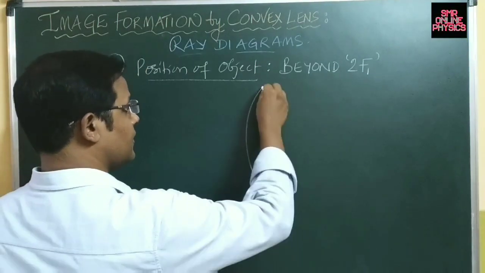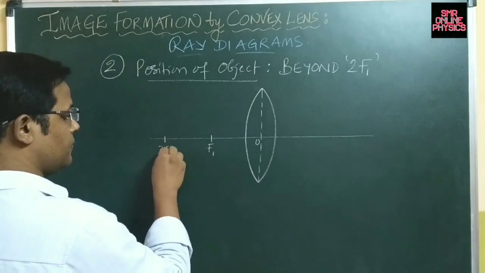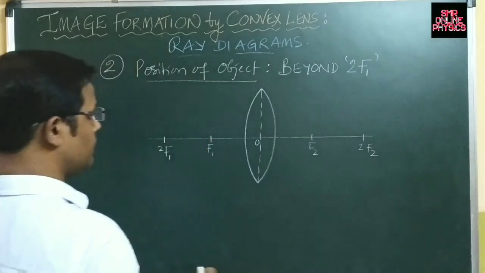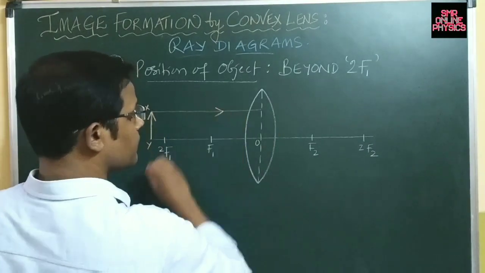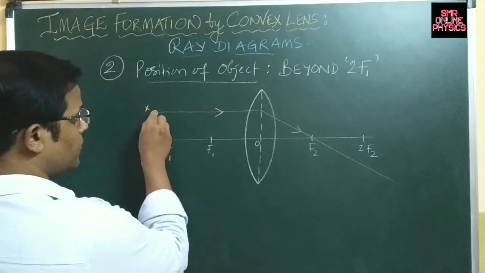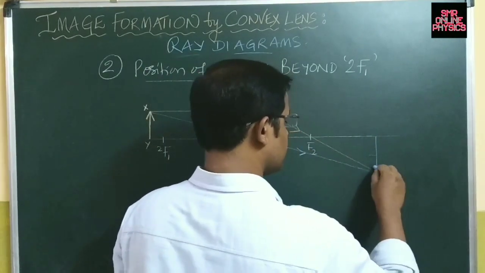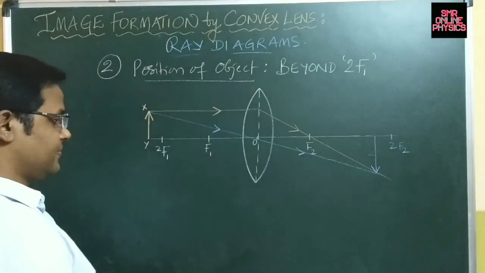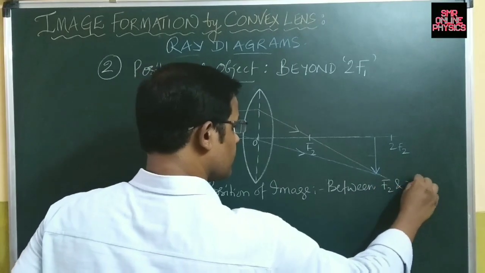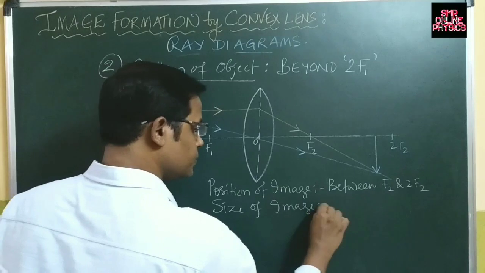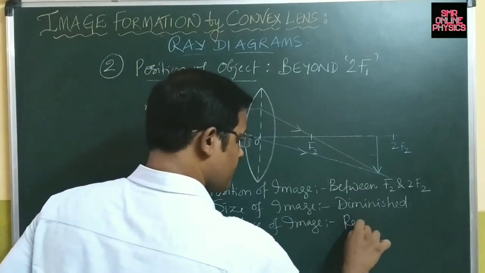A position of object beyond 2F1. Draw the convex lens as usual, the principal axis, the focus on both the sides at equidistant from each other. Then place the object as given beyond 2F1. Draw the principal ray parallel to the principal axis, passes through the focus F2, and then the second principal ray passing through optical center. My dear students, you should know that it will be definitely intersecting between F2 and 2F2. So you can kindly adjust your diagram in case you need it, as I showed you, and hence write the characteristics of the image formed. This image is also diminished but real in nature and inverted image.